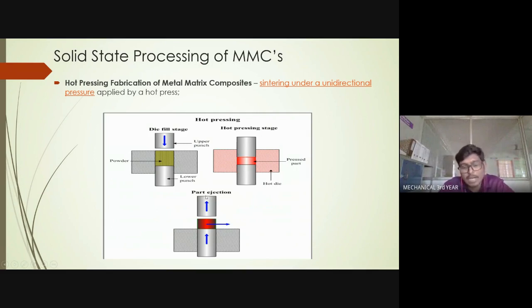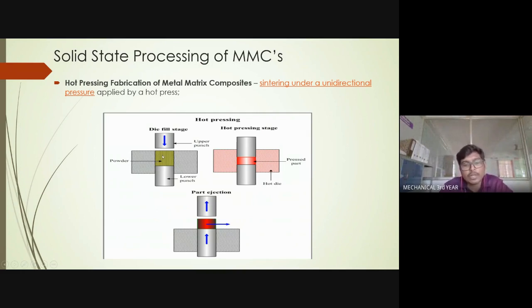After that, you move the upper punch up and take the product outside. Here you can see a combination of pressure and temperature is used in order to convert the product into a composite material. Here it is not only the matrix that is added. Powder means you add your matrix material as well as your reinforcement. Both are added over here.